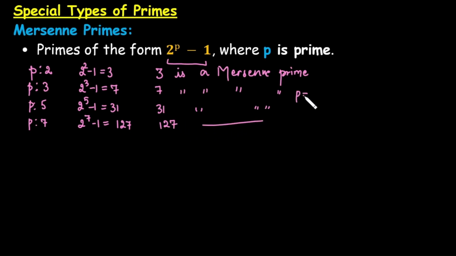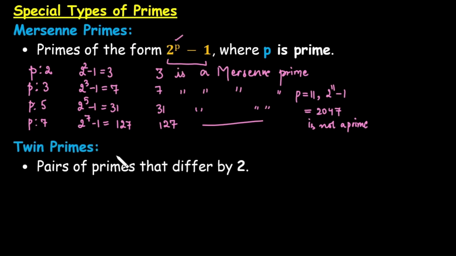Now if I take p equal to 11, 2 raised to power 11 minus 1 is equal to 2047. Is this a prime number? No. So if it is not a prime number, how can it be a Mersenne prime number? Note that not every integer of this form is a Mersenne prime number, even by taking p as a prime. Like when we take p as 11, this gives a composite number, not a prime number. So we call a prime a Mersenne prime number if it can be written in this form.